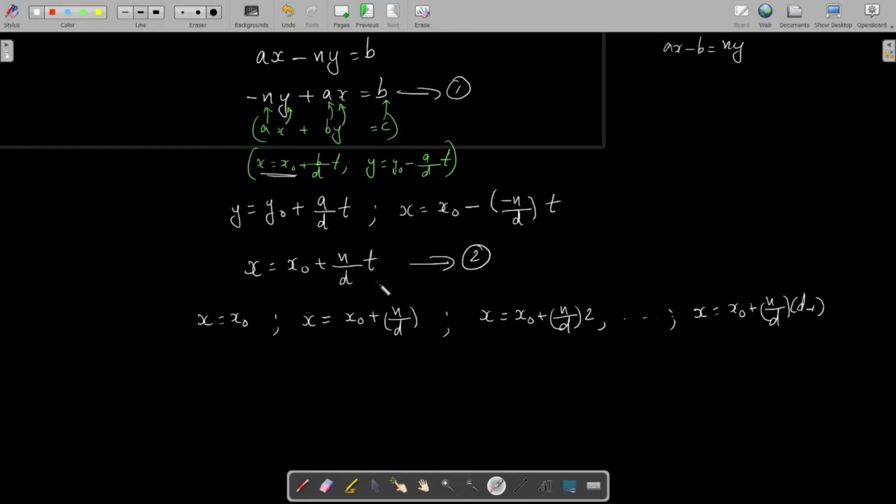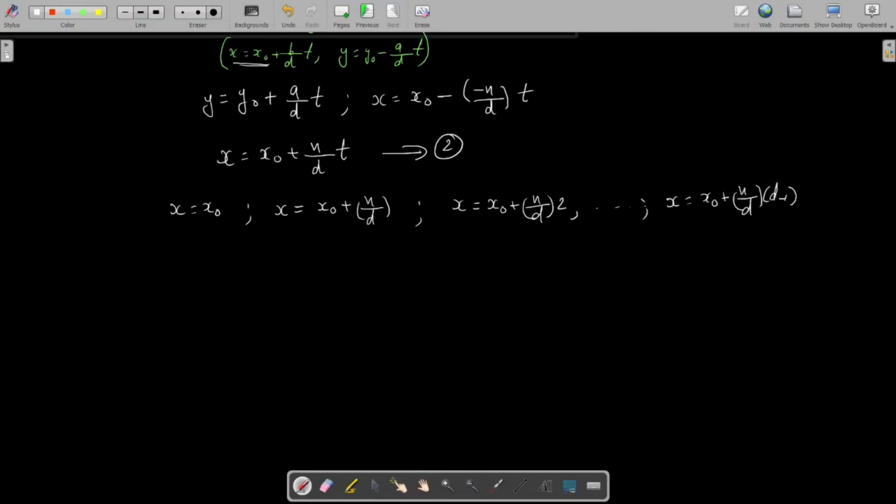Here we give only values of t as 0, 1, 2, etc., d minus 1. If we give t equal to d, we will get another solution. When t equal to d plus 1, we will get another solution, etc. And all those solutions are congruent to one of these. So we will prove these two results.